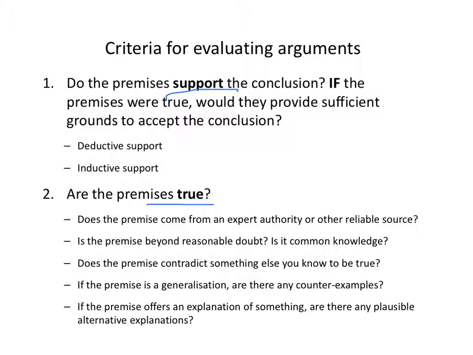And we saw that there were two main types of support. Deductive support, where if the premises are true, the conclusion would have to be true, couldn't be false. And inductive support, where although the argument's not deductively valid, still, if the premises are all true, they would give you a good reason, sufficient reason to accept the conclusion, because they make that conclusion almost certain or much more likely, or something like that.